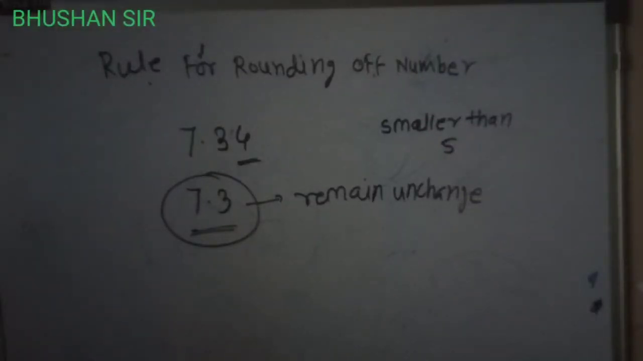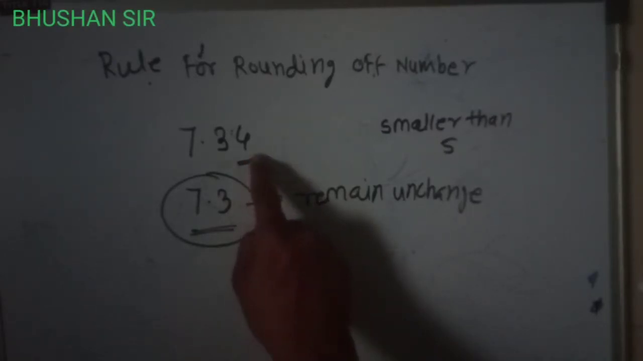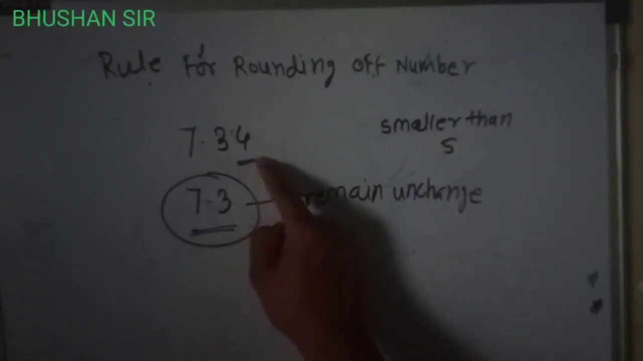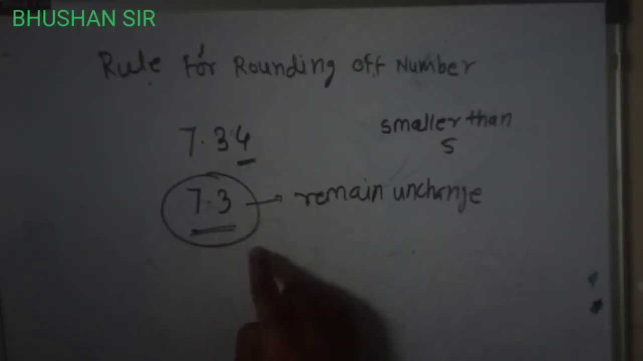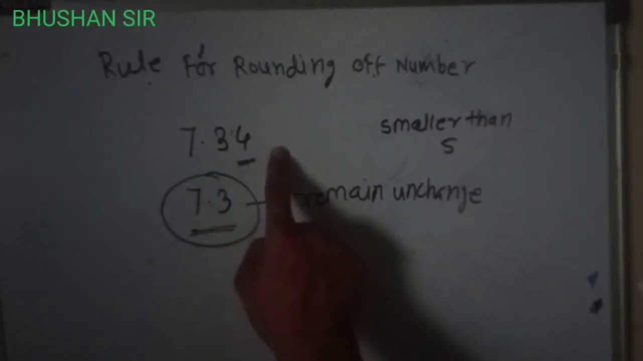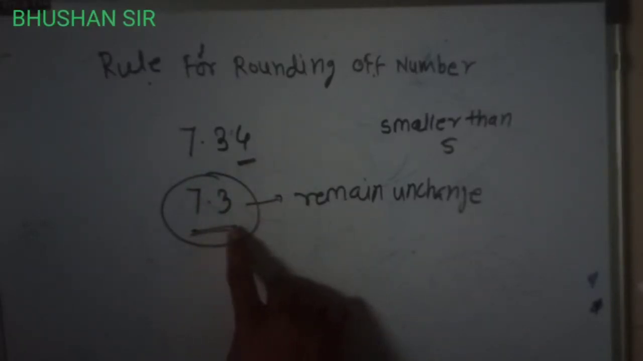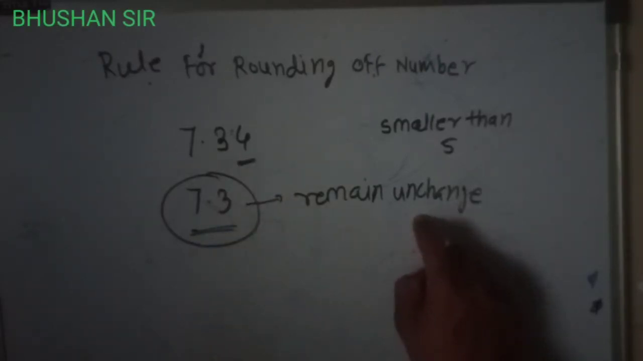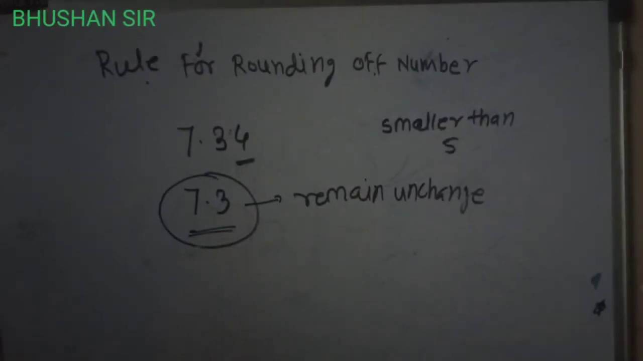Rule for rounding of number. If the digit to be dropped is smaller than 5, this is 4, it is smaller than 5, then the preceding digit should be left unchanged. So 7.34 is written as 7.3. This 3 is the preceding remaining digit and it remains unchanged. So the rounded off figure is 7.3.